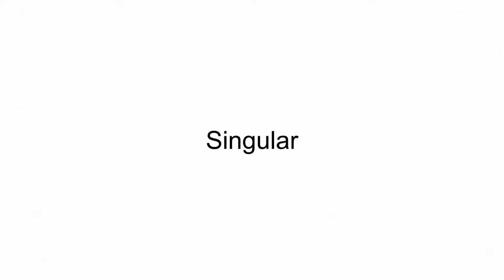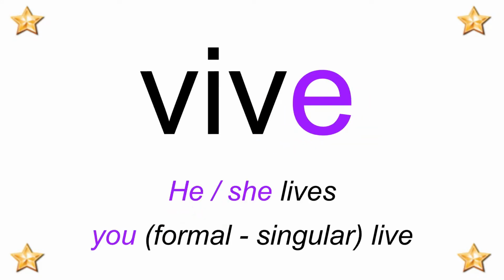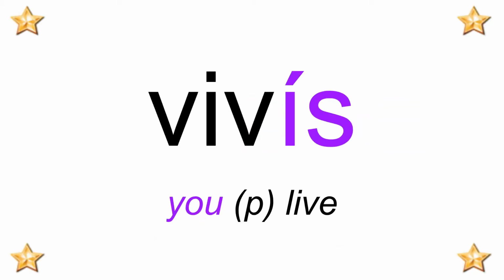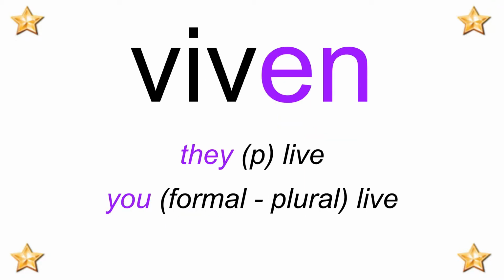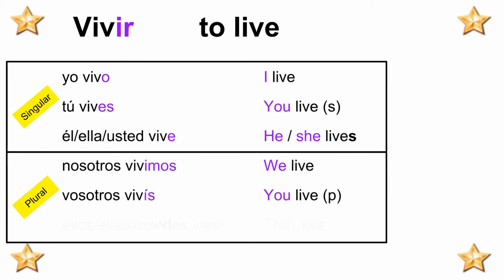Let's look at the singular form of the verb first. Vivo, I live. Vives, you live, singular. Vive, he or she lives, but the you formal singular form of the verb to live as well. And now the plural forms. Vivimos, we live. Vivís, you plural live. Viven, they live. The you formal plural form of the verb to live as well. Here we see the verb in its full form one more time.